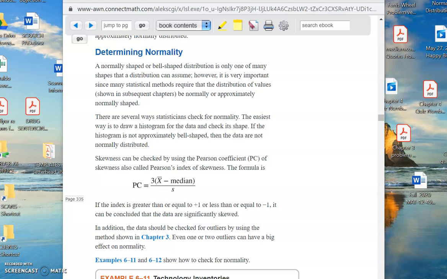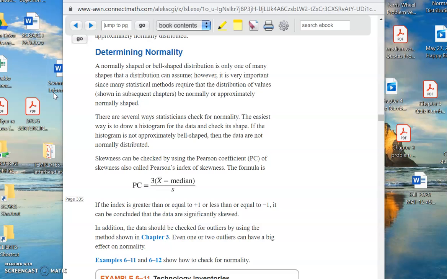Okay, so this was discussed in section 6-2. It's on page 334 of the 10th edition of the textbook. When we talk about normality, the idea is that a normal-shaped distribution, otherwise known as a bell-shaped distribution, is only one of many different types of shapes. There can be all kinds of different shapes. The normal shape, or bell-shaped curve, is very, very useful.